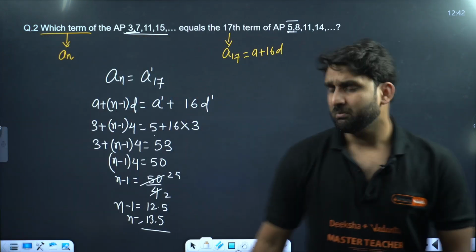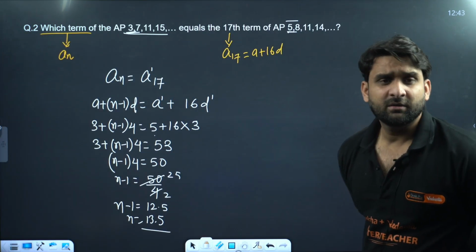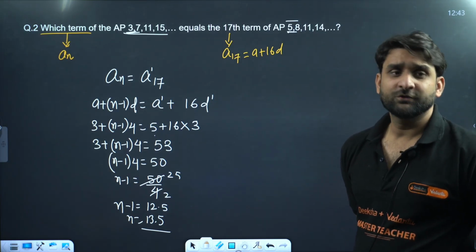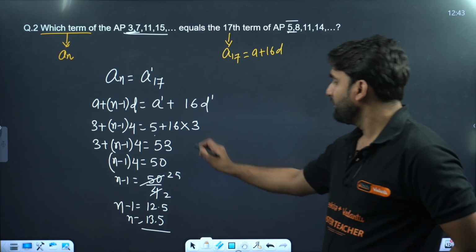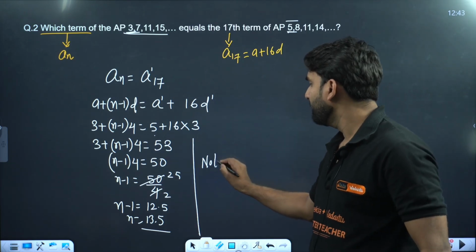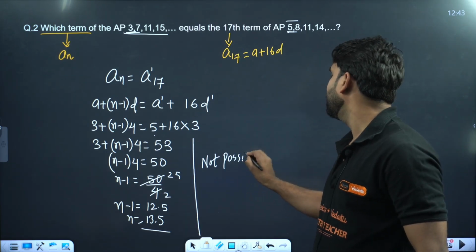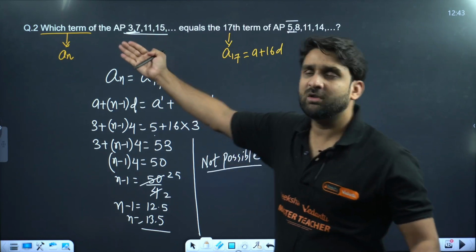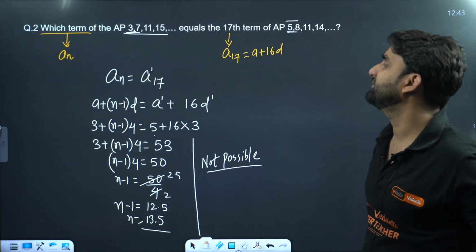Not possible, because n we are getting in decimal. n is the position of any term, which cannot be in decimal. So this is not possible. We can write here not possible. There is no such term of this AP which will be equal to the 17th term of this AP.